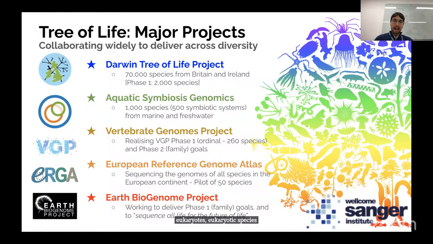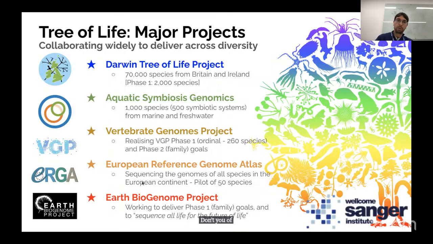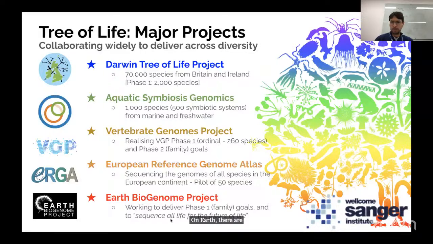It's not the first project. Before that, the Vertebrate Genomes Project had a very good go, and then a lot of structure has been created on top of that. So now the hierarchy is that Darwin Tree of Life is part of the European Reference Genome Atlas, ERGA, and BGE, which focus on Europe, but it's all under the big umbrella of the Earth BioGenome Project. On Earth, there are perhaps between 2 and 3 million species, and that's the ultimate goal.